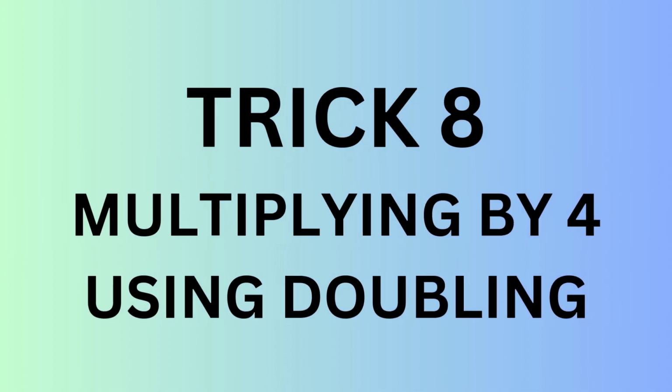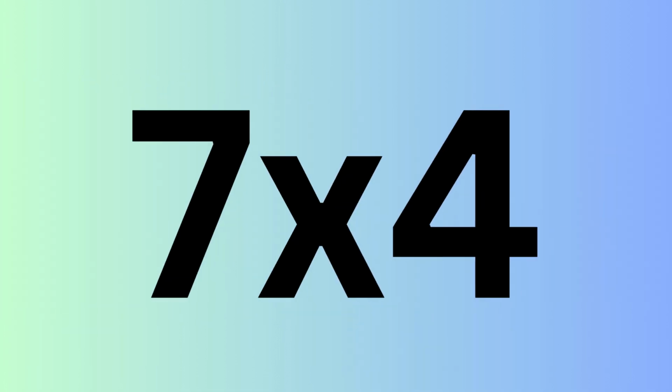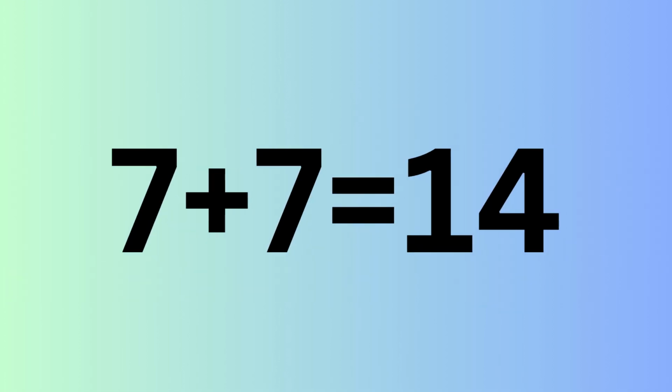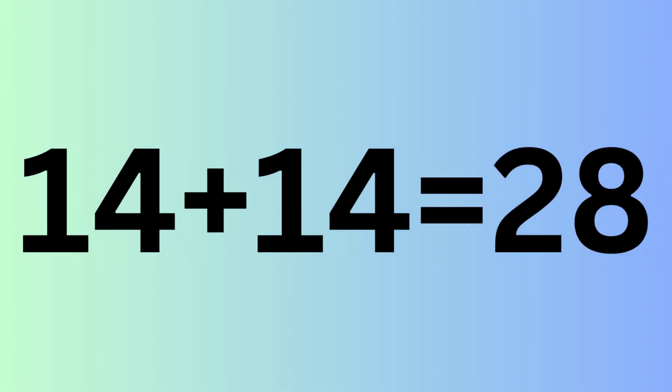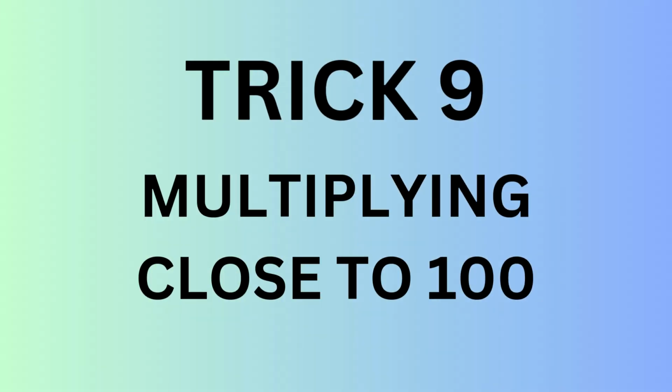Trick 8. Multiplying by 4 using doubling. Multiplying by 4 is easy if you double the number twice. Let's try 7 by 4. Double 7. 7 plus 7 is equal to 14. Double 14. 14 plus 14 is equal to 28. So, 7 times 4 is equal to 28. Sweet and simple.